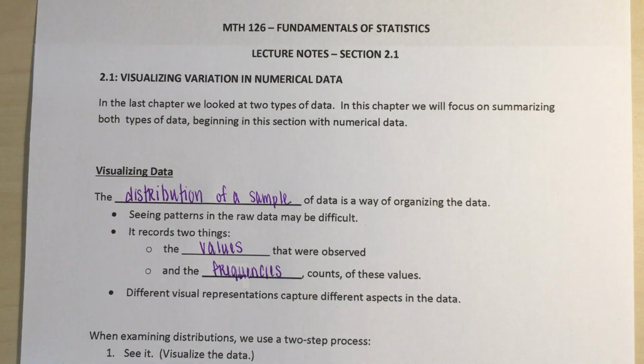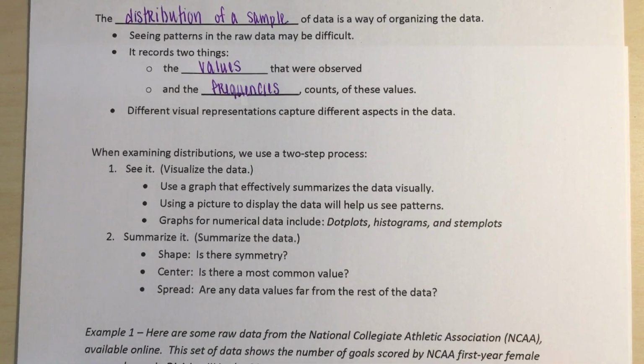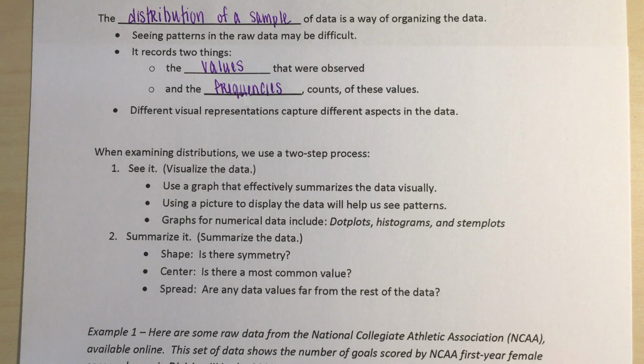Different types of visual representation capture different aspects in the data. So as we're going through this section, we're again going to be focusing on our numerical data. Those are going to give us the values that are observed, and then we're also going to talk about our frequencies, and then we're going to use these distributions to give us other different ways of picturing our data sets. So when we're examining distributions, we're going to use a two-step process.